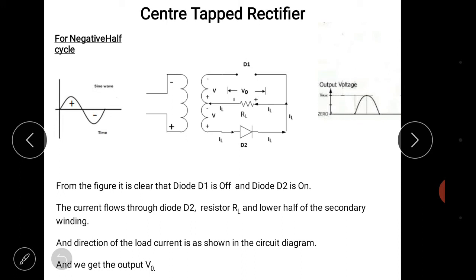This is very important fact, and because direction of the current is again same, so we are getting the output of the same polarity. It is again the same polarity as we were getting in case of positive half cycle. This is only possible because direction of the output current for negative half cycle is again same, and that is why we get the output V0 of the same polarity.